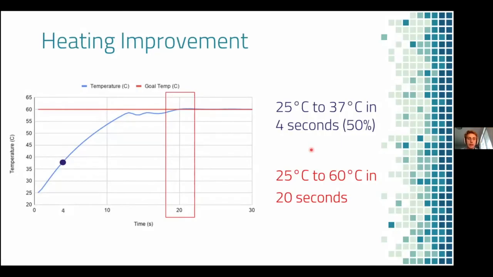This improved our heating dramatically. We were able to go from 25 degrees Celsius to 37 degrees Celsius in 4 seconds. Additionally, we were able to converge to 60 degrees Celsius in 20 seconds. Additionally, once we got to that 60 degrees Celsius, we had little oscillation.